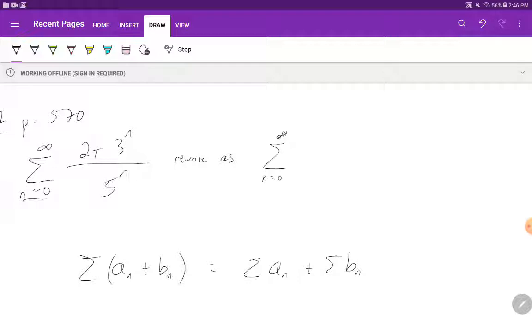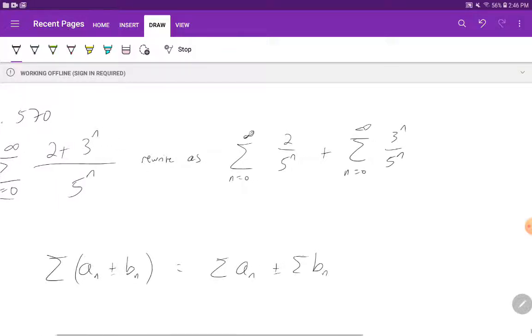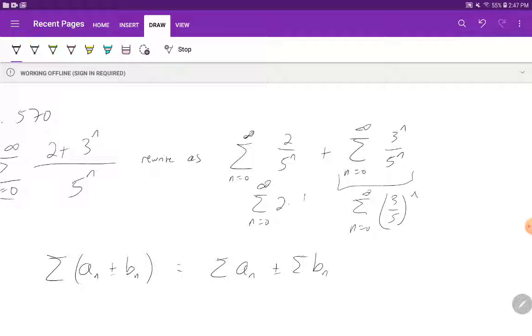So anyways, we get 2 over 5 to the n plus the sum of n equals 0 to infinity of 3 to the n over 5 to the n. Remember when I said in class you need to know your exponent rules? This is why, because you can rewrite this as 3 over 5 quantity to the n. I just did the exponent rules backwards. And I'll rewrite this first one too. This becomes 2 times 1 over 5 to the n.